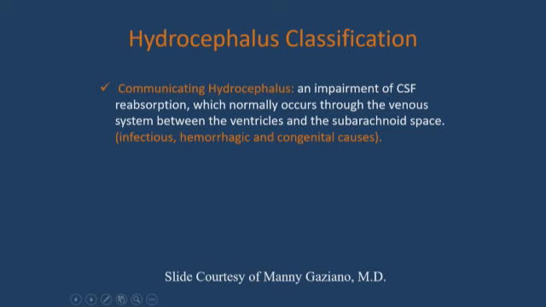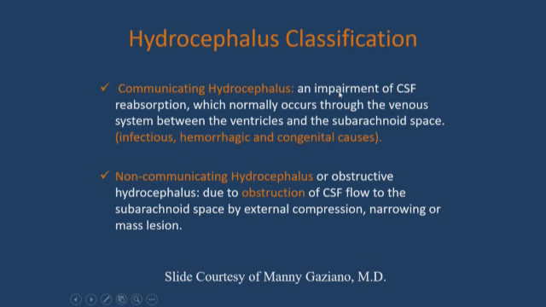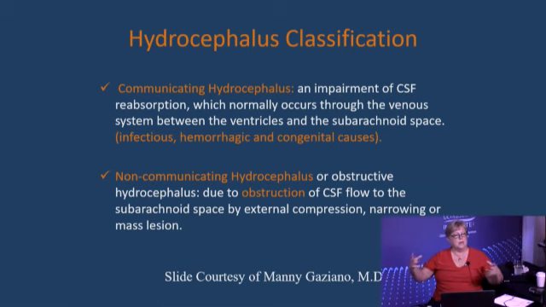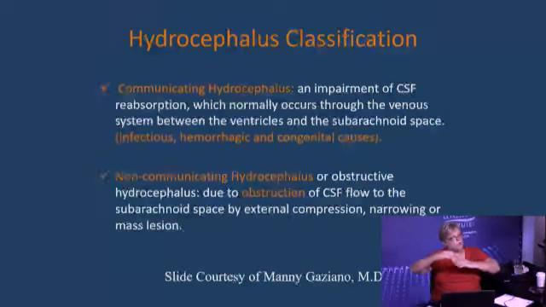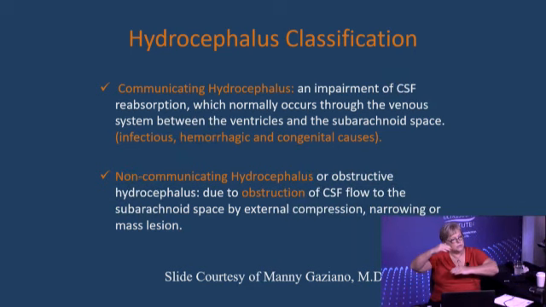So for hydrocephalus classification, it's going to be communicating or non-communicating. Communicating hydrocephalus is an impairment of the cerebrospinal fluid reabsorption, which normally occurs through the venous system. This can be caused by infections, hemorrhage, congenital obstructions, something where it's not being reabsorbed properly. So the choroid plexus is producing this cerebrospinal fluid and it's building up.